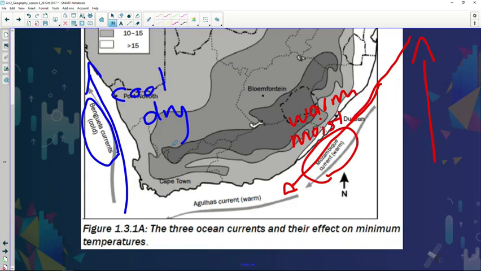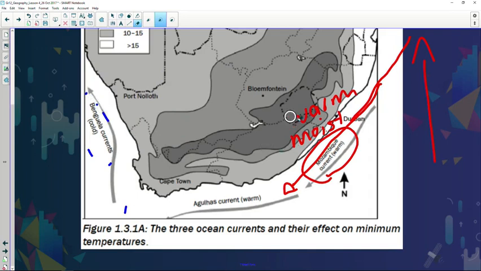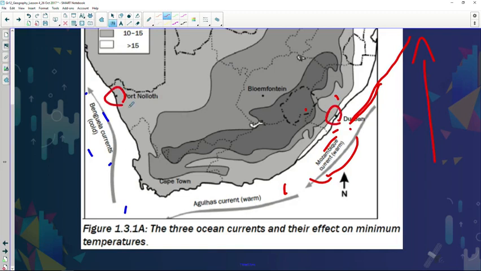Now, I'm going to use the example of two places that are situated almost on the same degree of latitude. It's a very popular example that we use in geography. It's Durban and Port Nolloth. As you can see, there's Durban and there's Port Nolloth. They are roughly on the same degree of latitude. So in theory, both of them should experience the same type of temperature, but they don't.